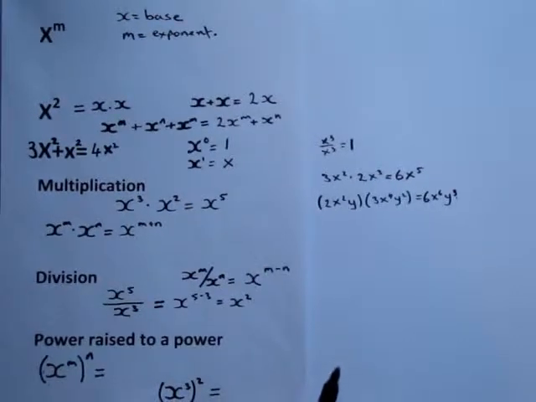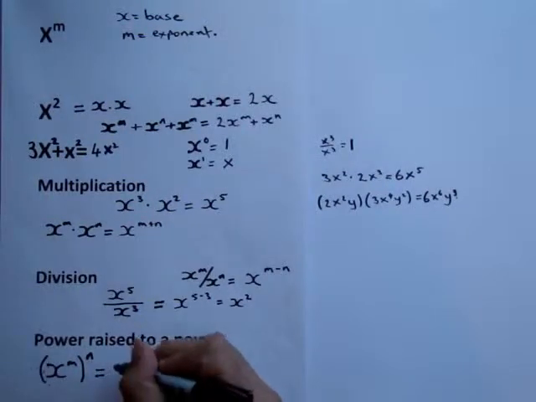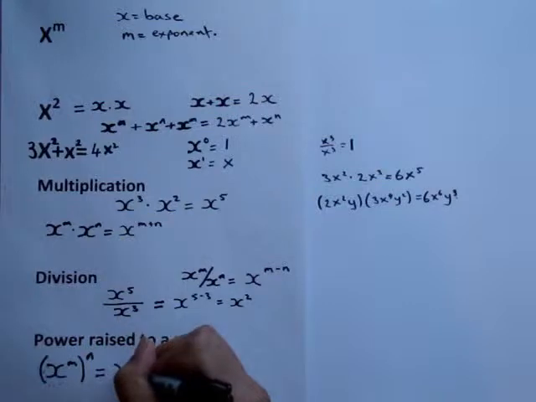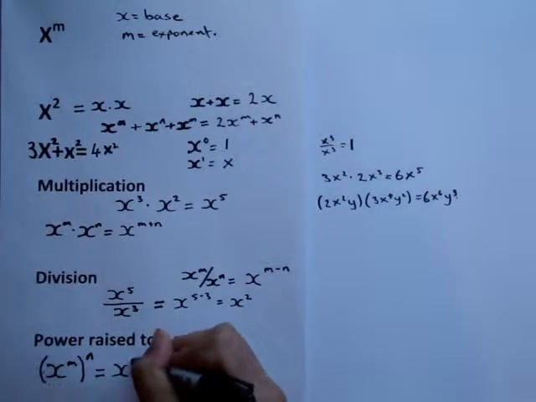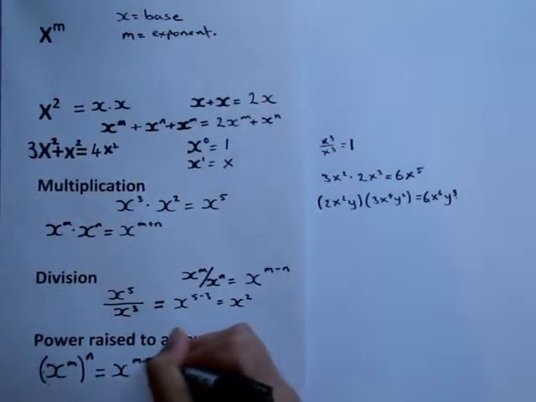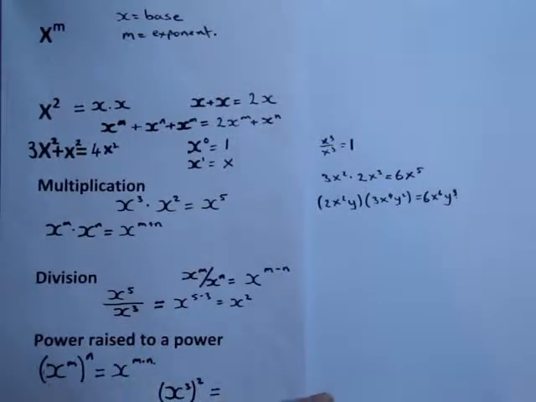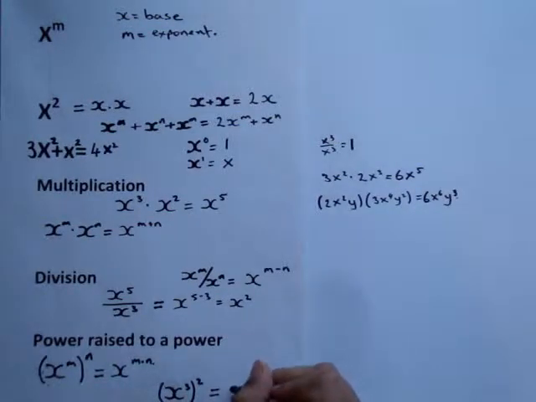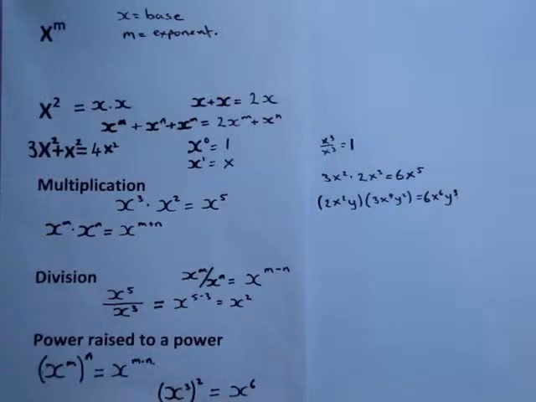In this one, we have a power raised to a power. So this is x to a power m, and all that is raised to a power n. In this case, what we do is we have x to the m multiplied by n. So for x to the power 3, all raised to the power 2, this becomes x to the power 6.